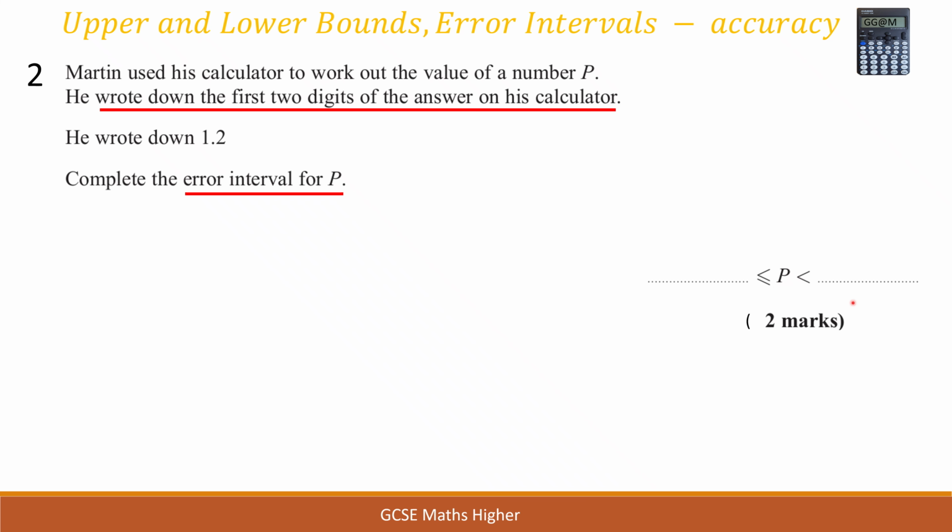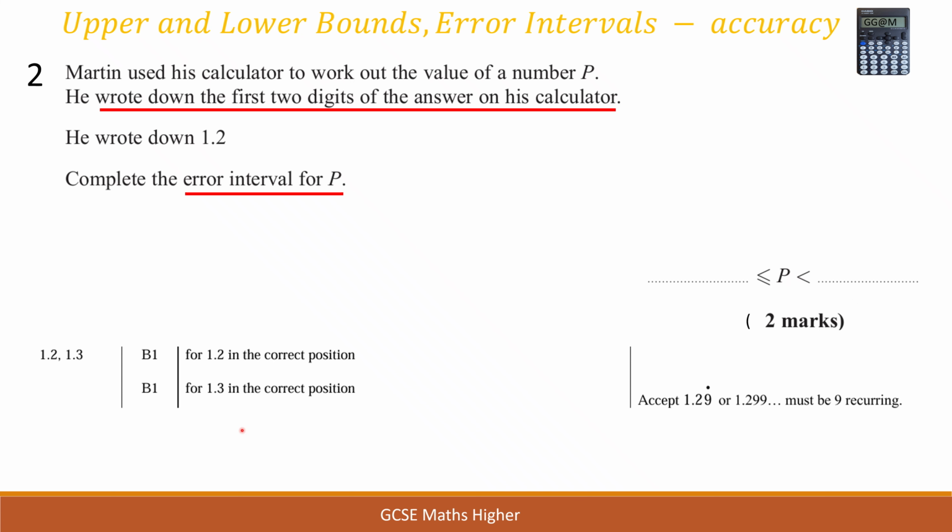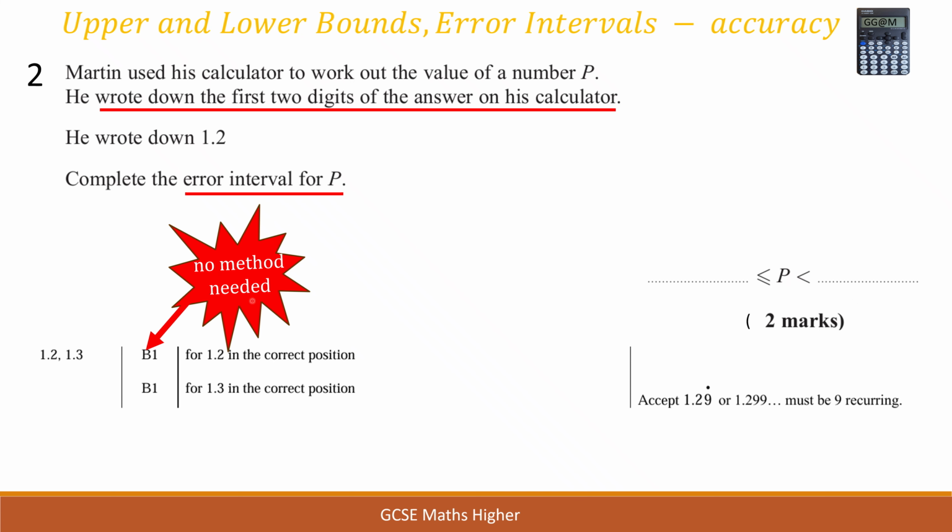Fantastic work. So hopefully you've managed to have a go at doing this question. The mark scheme shows that you've got B1 marks again, which means there is no method mark needed again for getting the 2 answers, 1.2 and 1.3 in here, and this will give you 2 marks. Again, if you need more explanation on how to get these answers, just write in the comment blocks below and I will go through them in more detail for you.